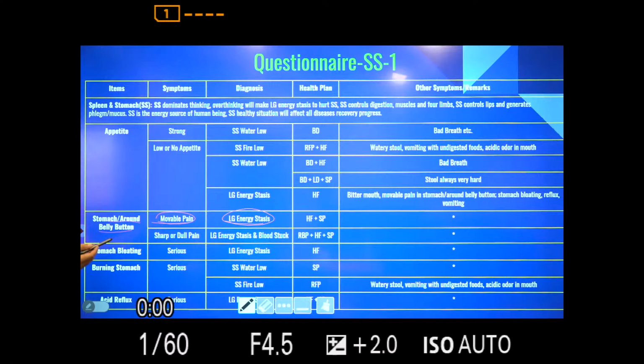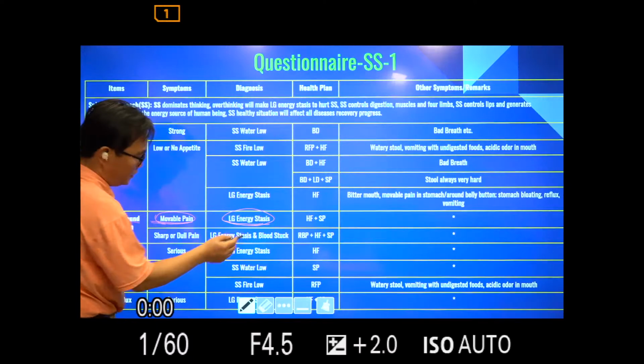If people have mobile pain in their stomach or even around the belly button, and the pain is not fixed, not always in one place, sometimes here, sometimes there, then it is mobile. If it is mobile, and this kind of problem is at the functional level, it belongs to the allergy inner diseases.